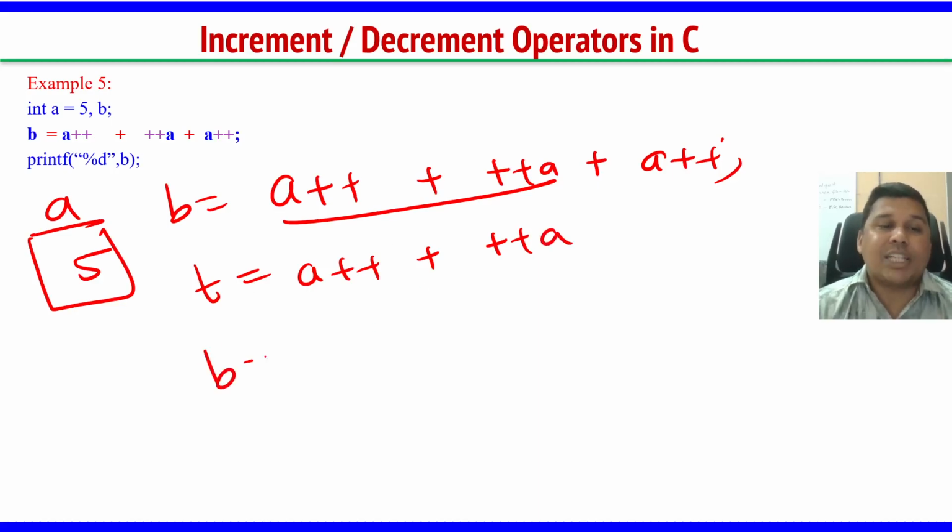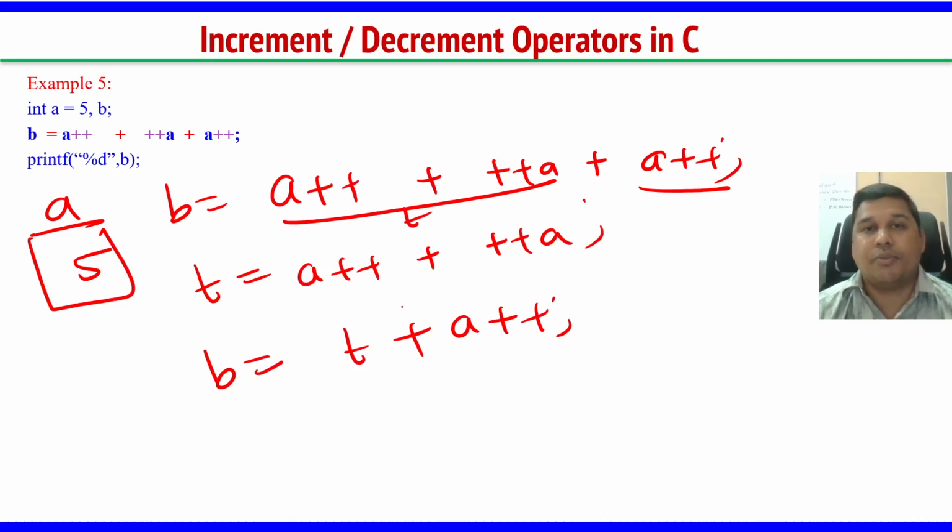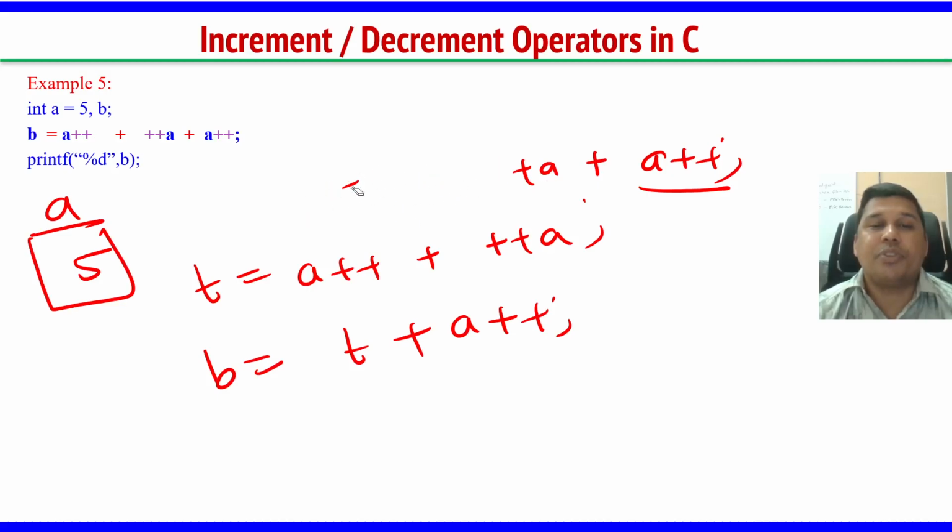Then the actual b equal to t, this is t, so t plus the remaining part a++. Like this it will evaluate 2 expressions. Now this big expression is converted into 2 small expressions. Let us evaluate them and see how it happens.